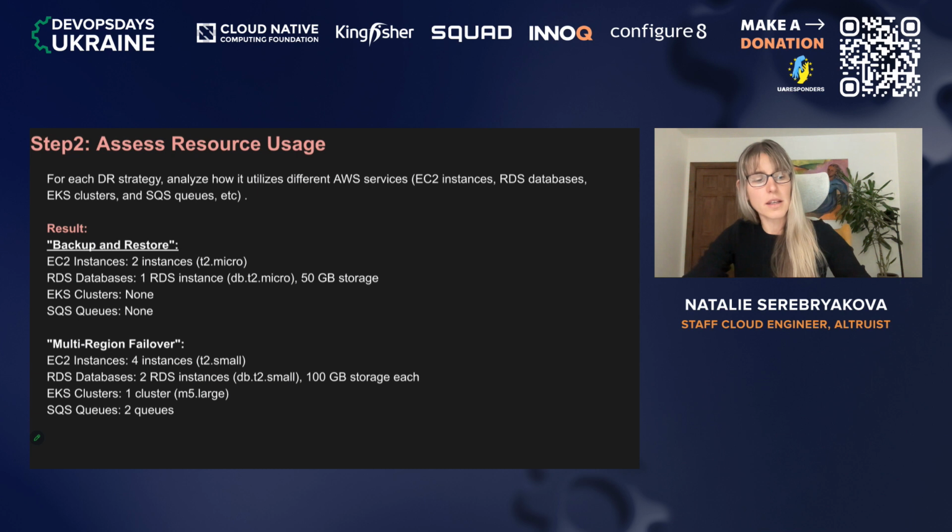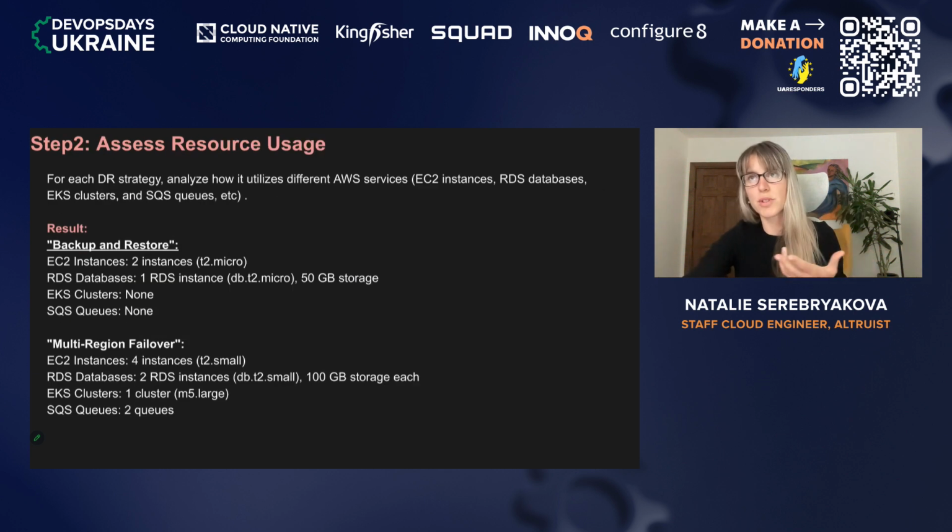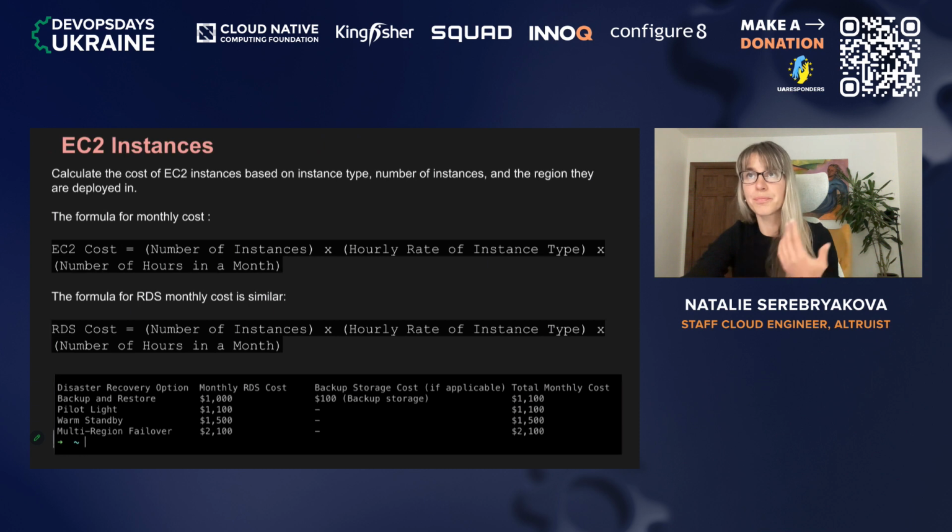On the other hand, when I select certain cost, there are certain formulas everyone can use. This is available, where I decide on certain resources, how much of them I want to use. Let's say in this scenario for backup and restore, I use 2 instances of this type, and in the multi-region failover, I use 4 instances of the other type. How did I decide that?